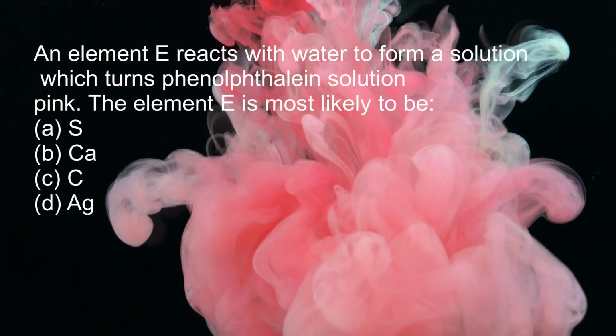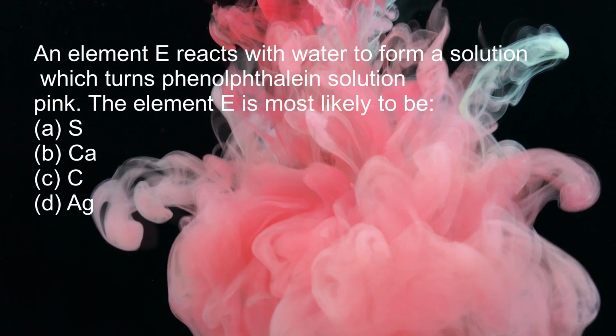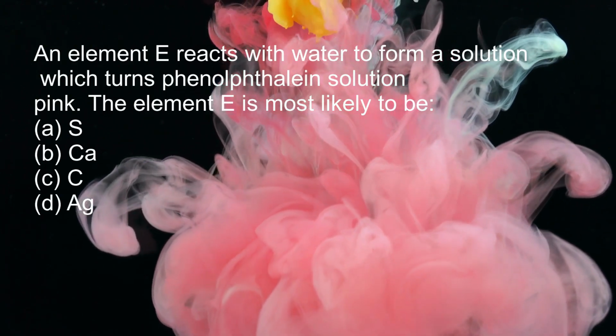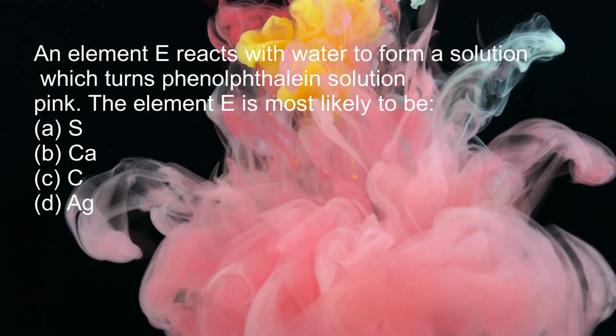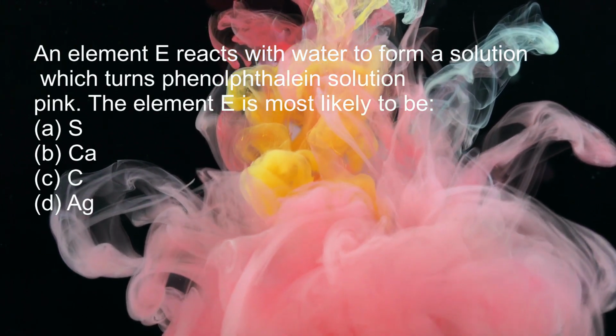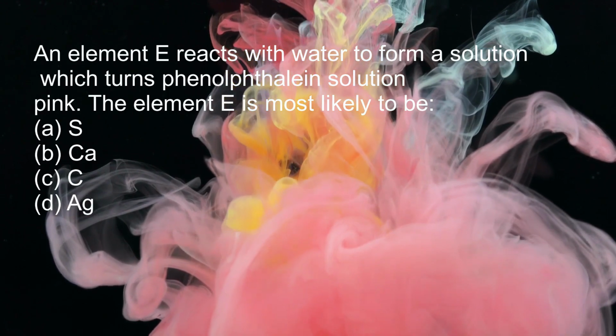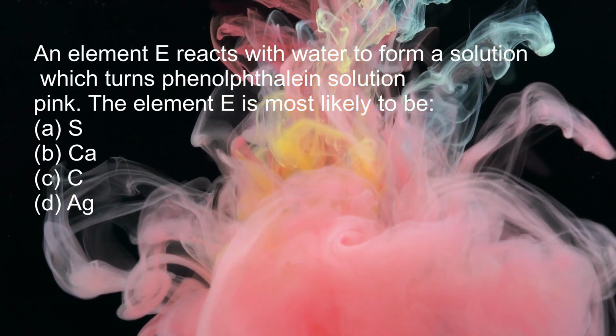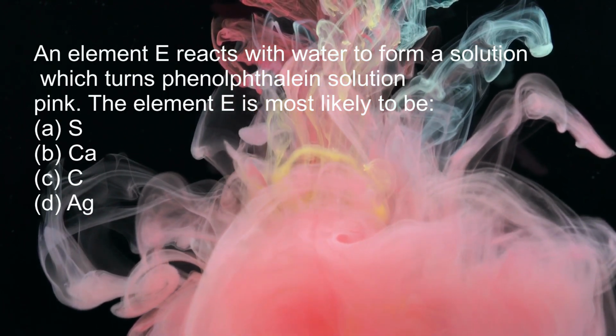An element E reacts with water to form a solution that turns phenolphthalein solution pink. The element E is most likely to be: A. Sulfur, S, B. Calcium, C. Carbon, D. Silver. Solution: option B. Calcium is the answer.